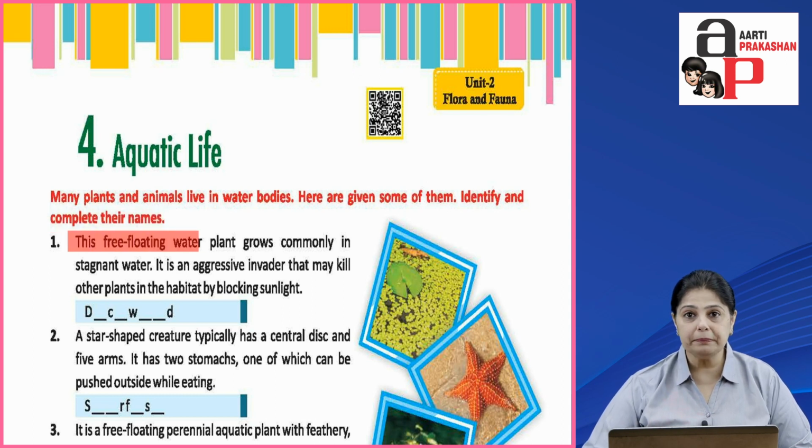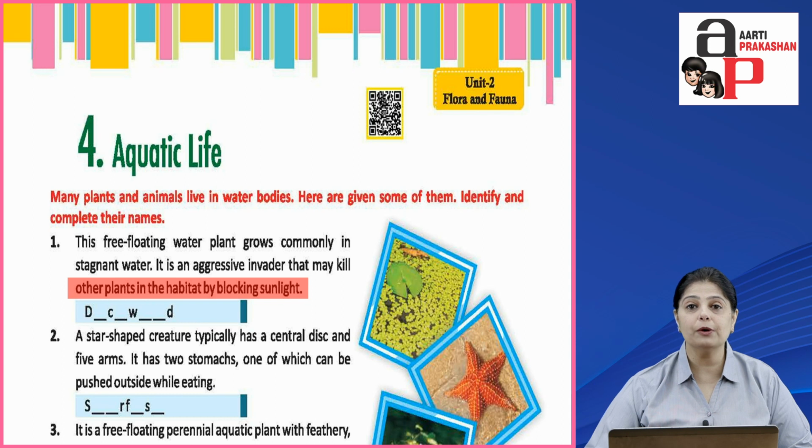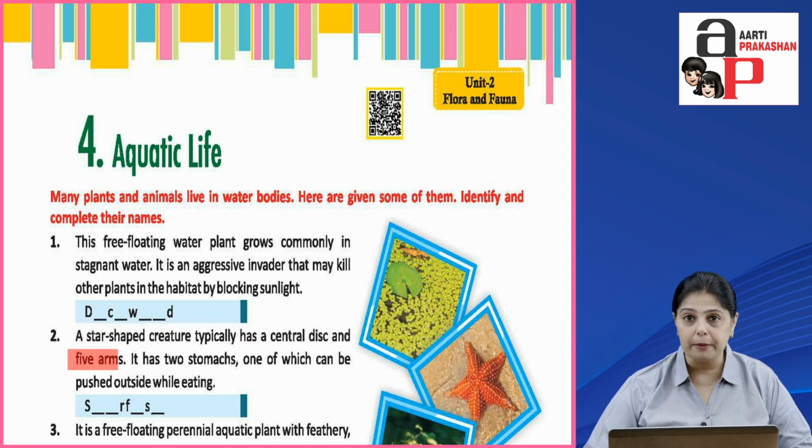This free-floating water plant grows commonly in stagnant water. It is an aggressive invader that may kill other plants in the habitat by blocking sunlight. As you all know, plants require sunlight to grow. So, which is this plant that is very dangerous and very aggressive also? This is called the duckweed. D-U-C-K-W-E-E-D, duckweed.